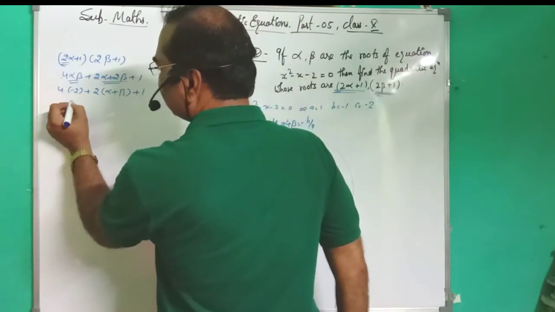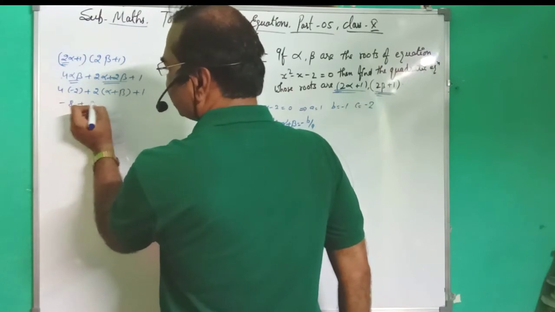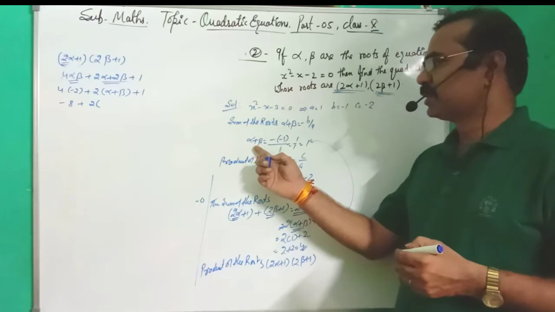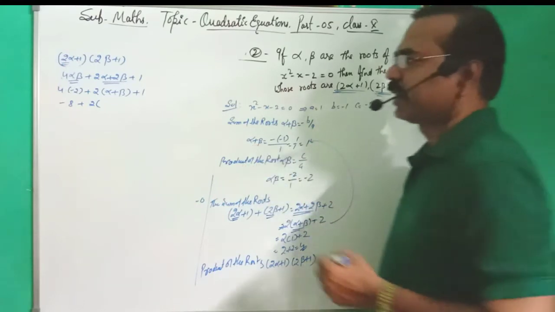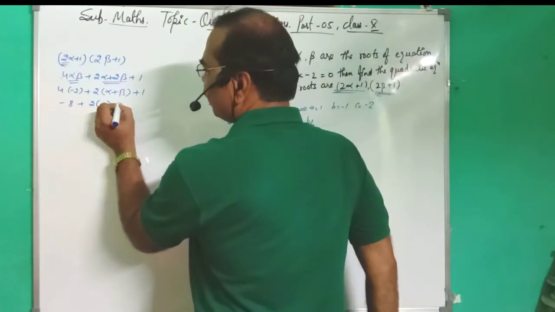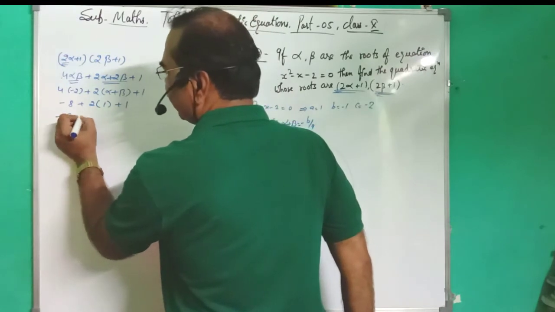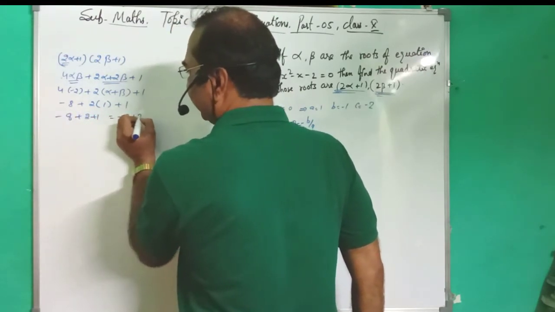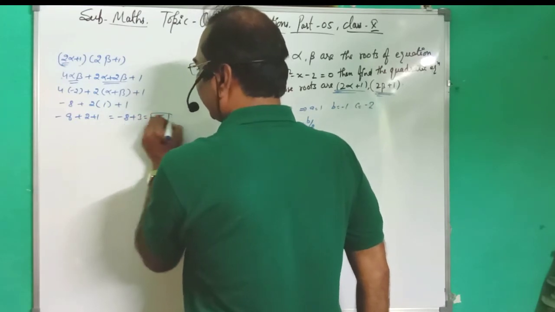4 twos are -8 plus 2 times alpha plus beta. Now we have already found that alpha plus beta is equal to 1. So we can write here 1 plus 1. So -8 plus 2 times 1 means -8 plus 3... you can get the value -5.